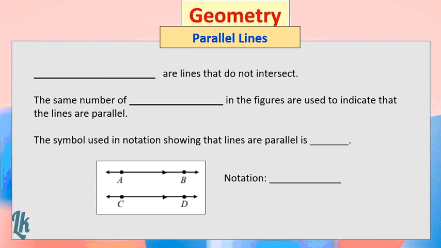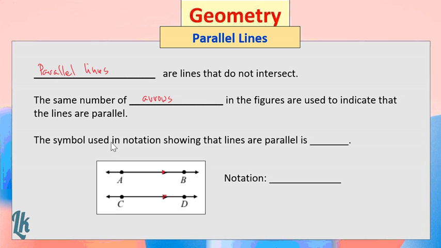Now let me also define parallel lines. Just like what I already said before, parallel lines are lines that do not intersect. We usually use directed arrows to indicate that the lines are parallel. So the same number of arrows in the figures are used to indicate that the lines are parallel. For example, in line AB, there is one directed arrow. In line CD, there's also one directed arrow.